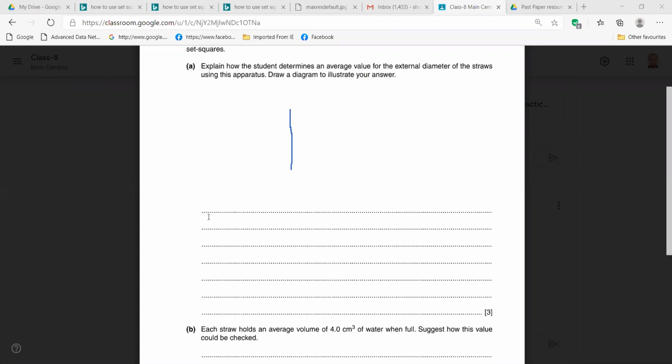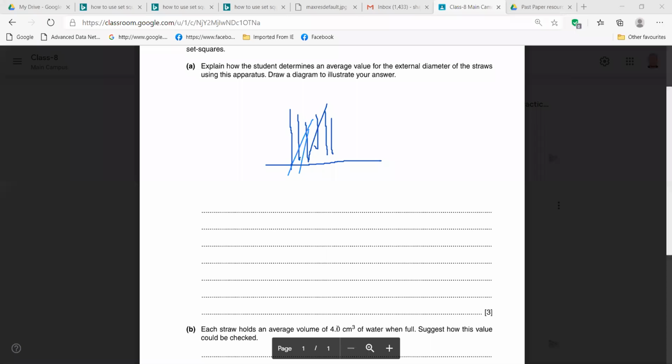So, suppose this is straws. We will draw 10 straws. Are you drawing, Lamisa? 10 straws side by side. Okay, this is 10 straws. Then we will draw a scale beneath. Sir said to write the explanation, not drawing.